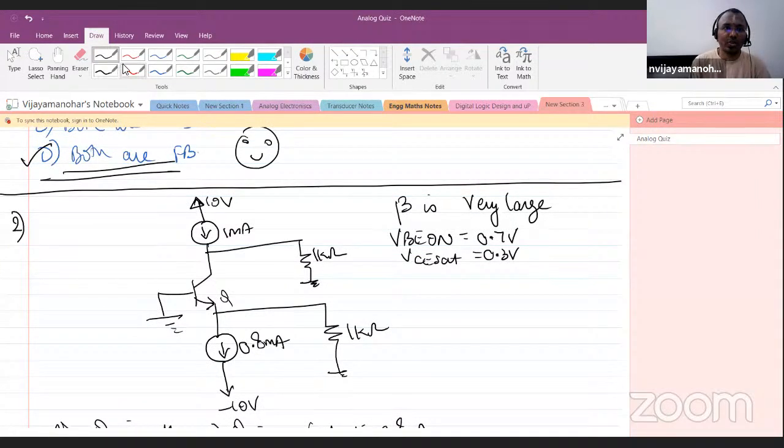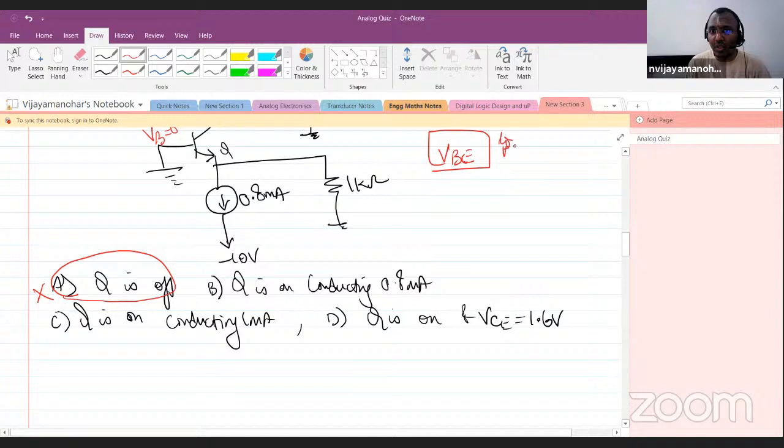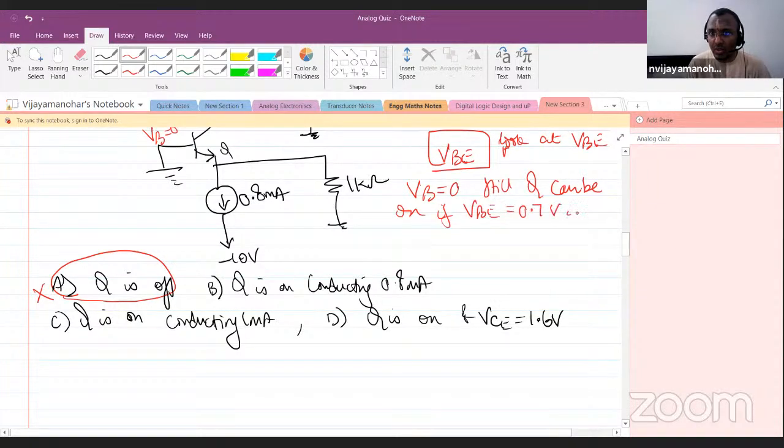So now let us look at this question. Why I say the options are cunningly given is that many people think that VB equal to 0. For an NPN transistor, the base is grounded, so the transistor will not work. So the transistor Q is off. Many people will go for this option, but this option is wrong. See, we should look at VBE. Please note VB equal to 0, still Q can be on if VBE equal to 0.7 volt is possible.